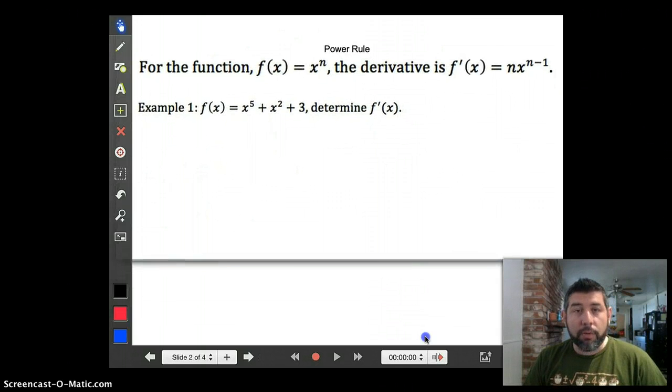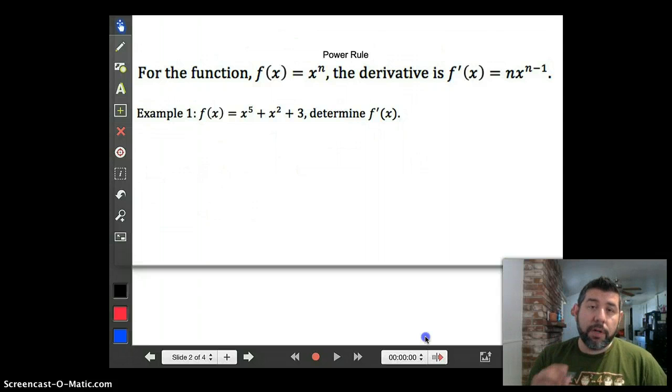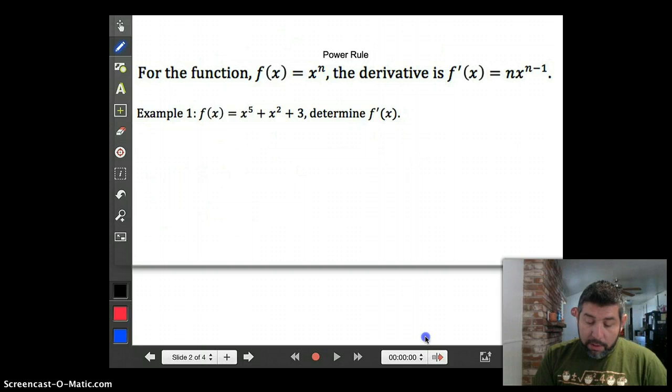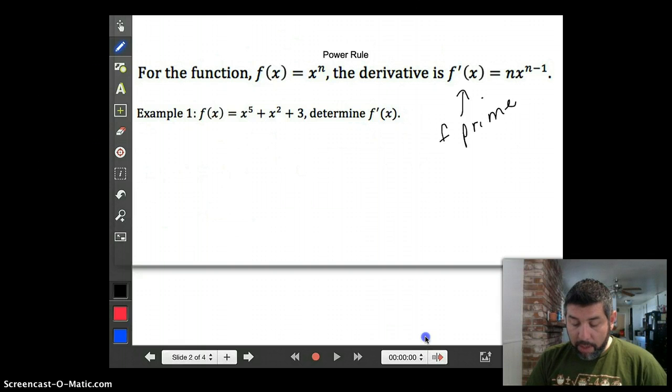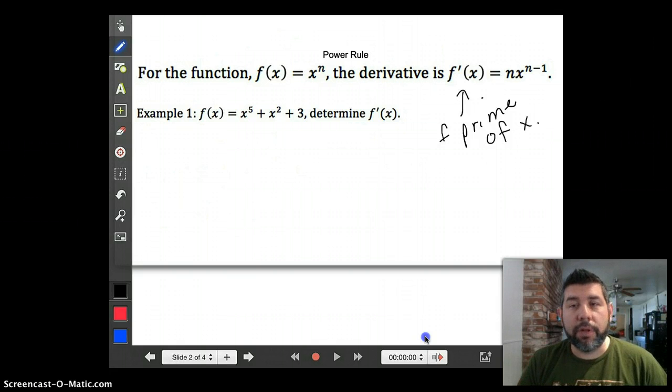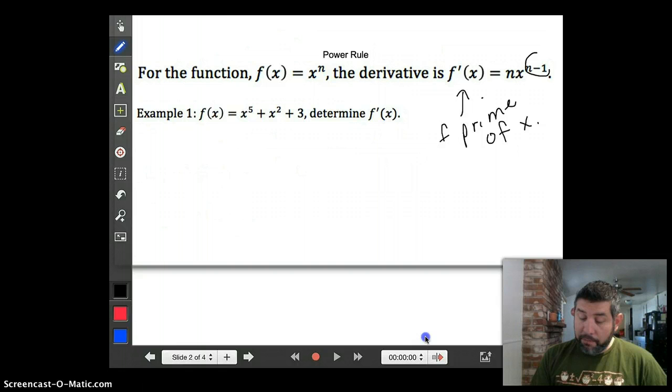So here's the power rule. For any function f of x equal to x to the n, a power, the derivative f prime of x is equal to n times x to the n minus 1. Just so you remember, this is the derivative, and we say f prime of x. So that's how we say the notation for the derivative. All we're going to do is take this power here, bring it down, and then subtract 1.